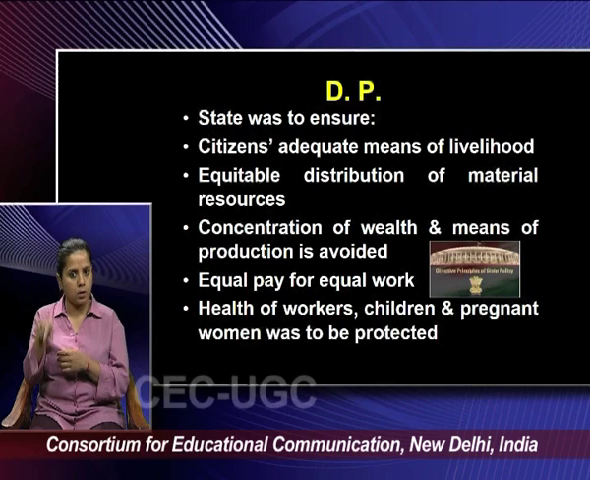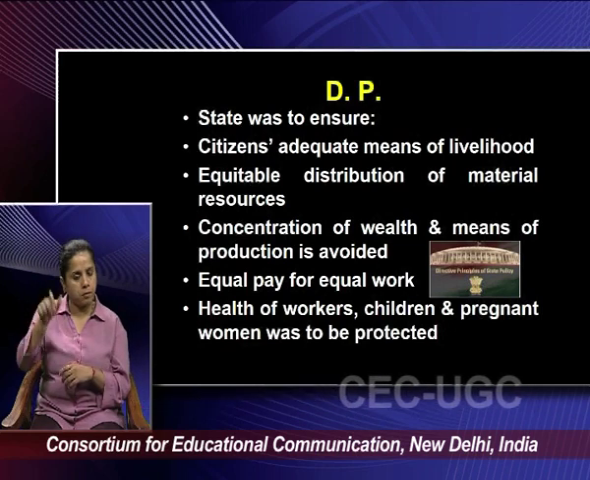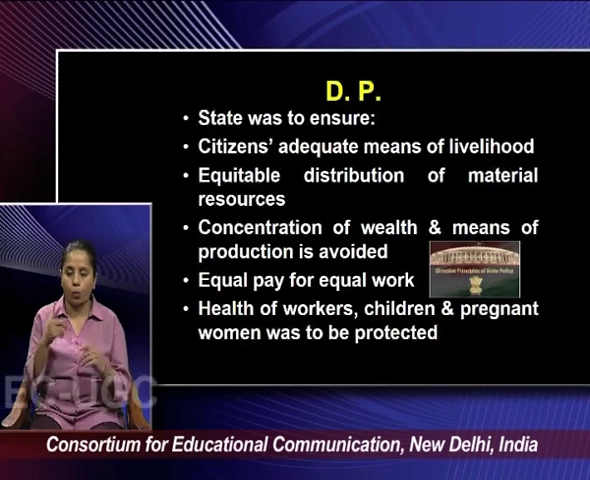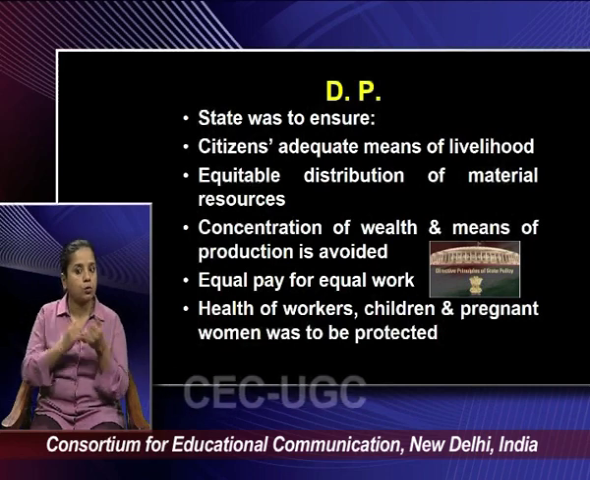An individual cannot go to court if directive principles are not being enforced by the state, but at the same time there are guidelines to the state on how it has to ensure adequate means of livelihood to all its citizens, and also has to see to equal pay for equal work. So, there is no distinction between the various sections of society, either on the basis of gender or any other issue. We also see that the health of workers, children and pregnant women was to be protected, as it is also part of the directive principles.